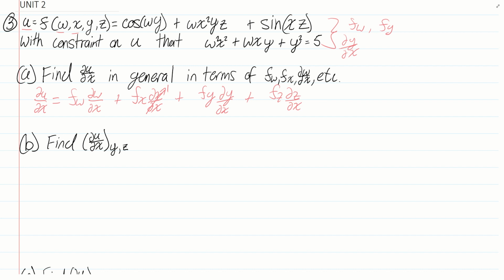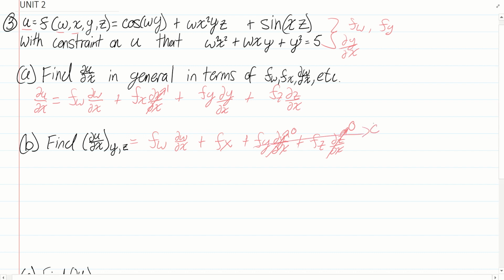Let's go ahead and write down that general equation, so what we're looking for. This will equal fw times the partial of w with respect to x, because w is not considered constant. It's dependent upon x. Now plus fx. This is all we need, because partial of y with respect to x is 0, as well as partial of z with respect to x is 0, because again it's like taking a derivative of a constant with respect to x. So all of this right here is just 0.